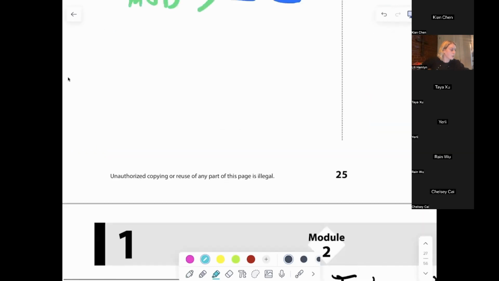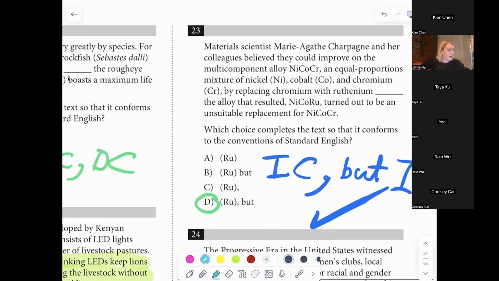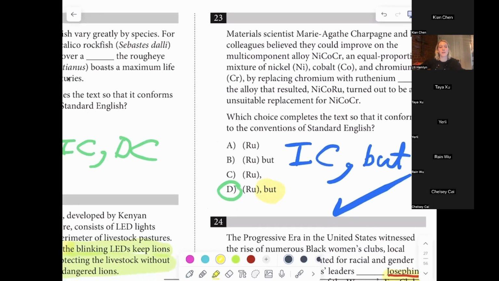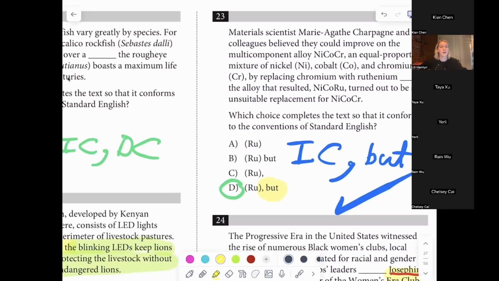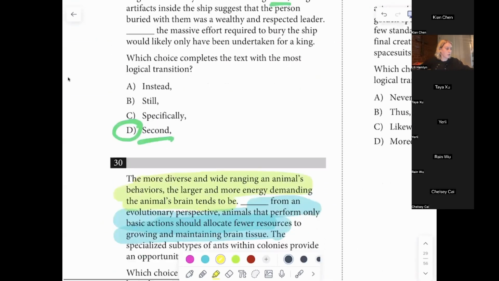What's for question 23? All right, where's 23? Yeah, here we need to put a comma before but because it's separating two independent clauses. That was why. All right, great. Cool.